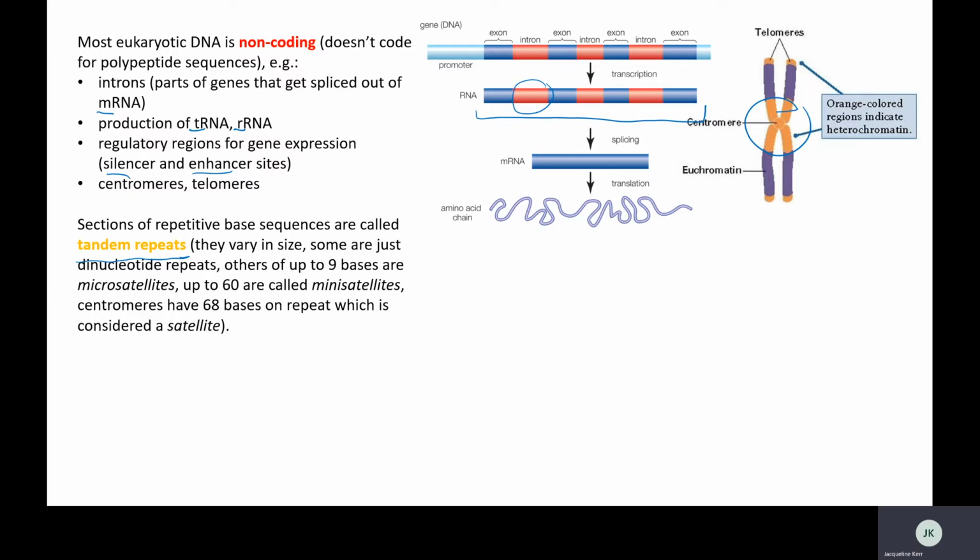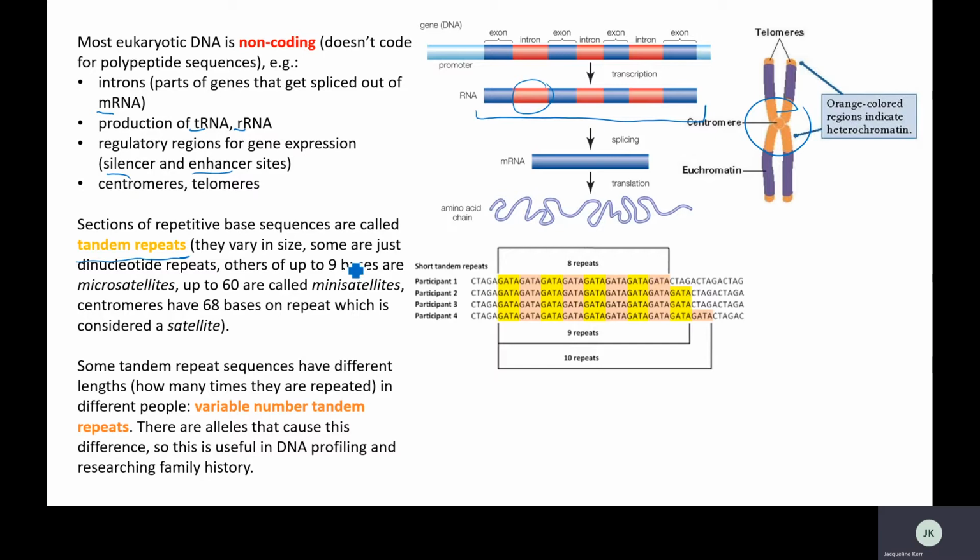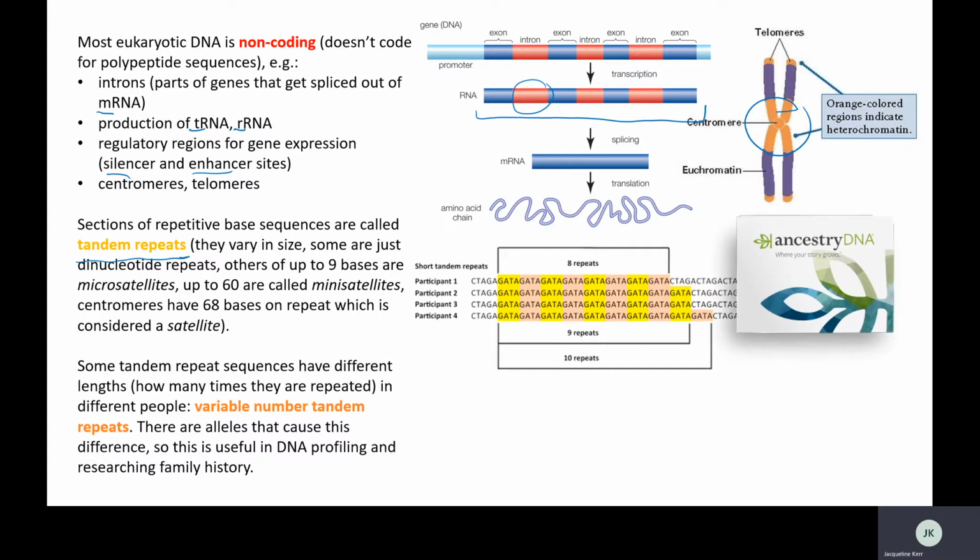Now, how that's useful, those tandem repeats are often actually where things like your ancestry genetic tests might be looking. Because some of those tandem repeats, some of those segments of DNA, like this picture here, you can see that GATA keeps getting repeated. There are a few different alleles that will control how many repeats a person will have in their non-coding DNA. So it's quite variable between different individuals. So that's a good thing to target if you want to do some genetic analysis, some DNA profiling, or maybe looking at family history, the kind of ancestry.com type things where they tell you are 20% from whatever country and so on.